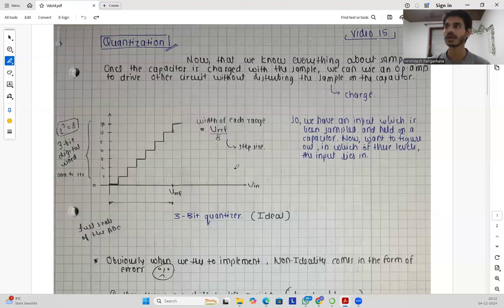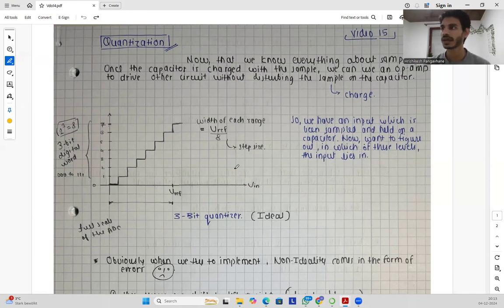Now that we know everything about sampling, for example, once the capacitor is charged with the sample, we can use an op amp to drive the rest of the circuit without disturbing the sample on the capacitor. Because that's what we are actually interested in, that's where our data lies. So we can basically use an op amp.